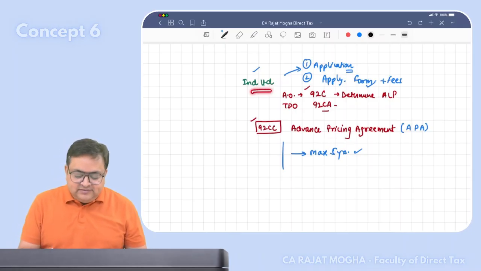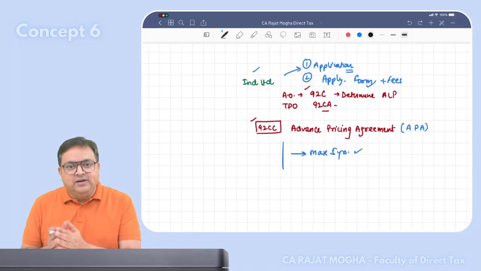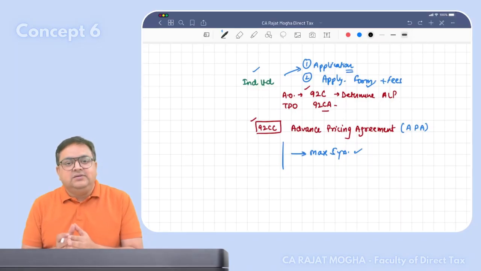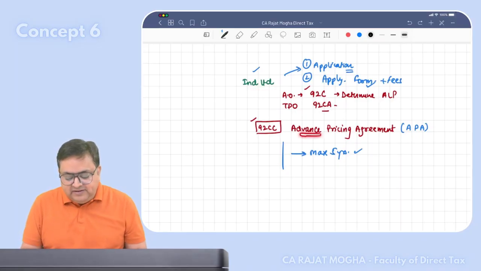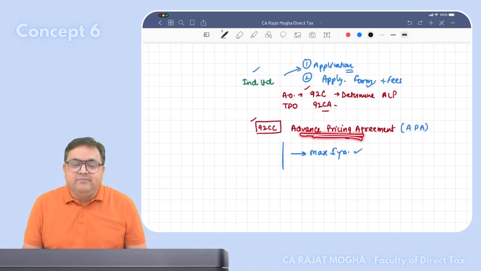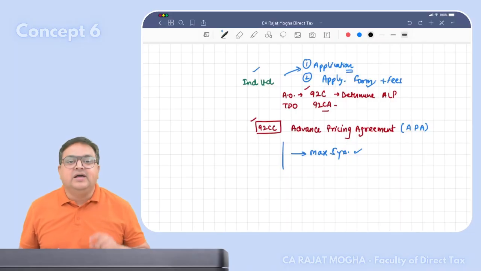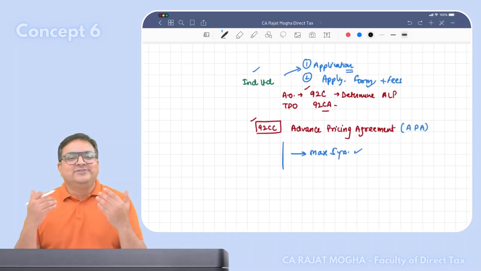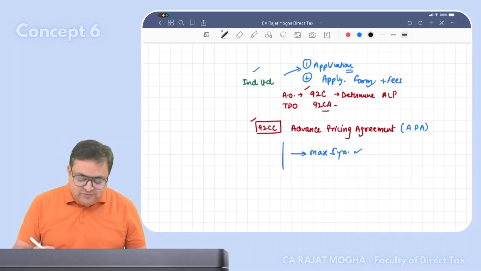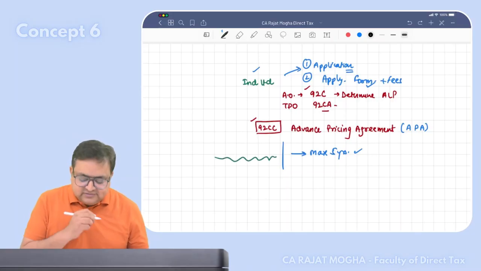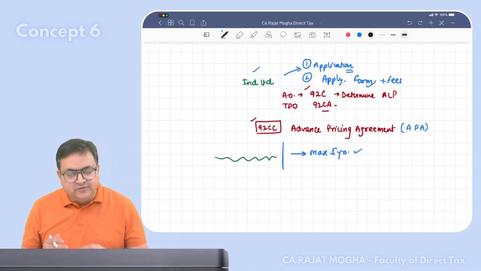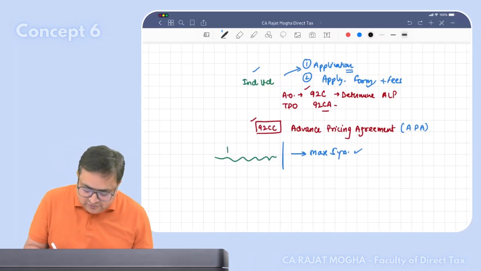Now the assessee is of the opinion, sir, is it possible that this APA can be applicable also for the past years which have already expired? The answer is yes. So this provision came in 2014. Again, no need to remember the year, guys, just for your information. This provision came in 2014 that you can also go for APA for the past years also. This is known as rollback provision.